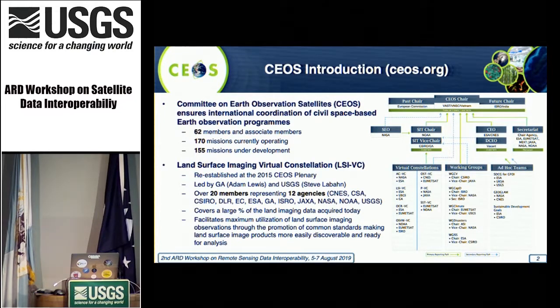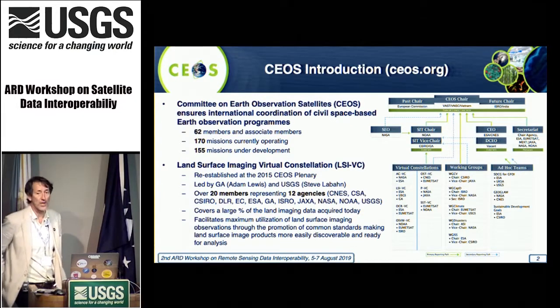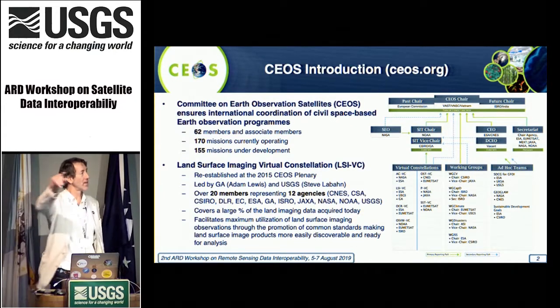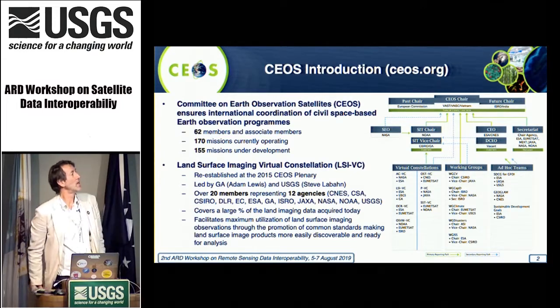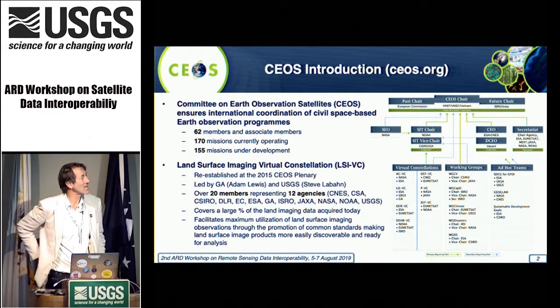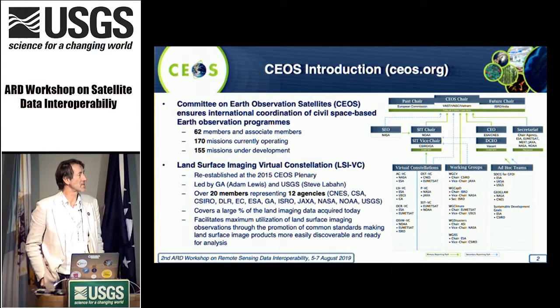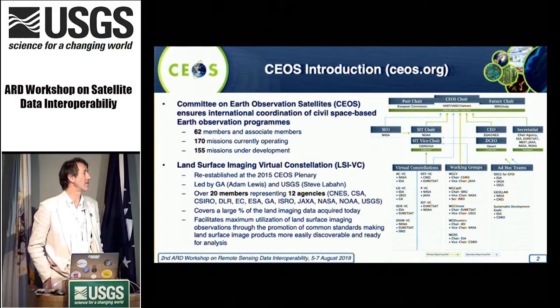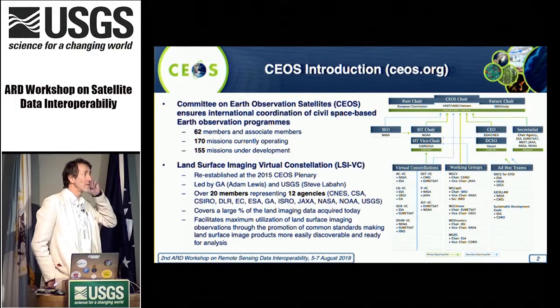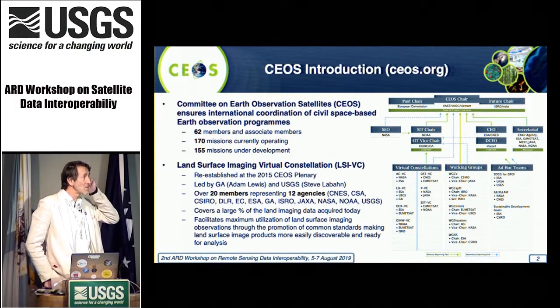Buried deep within the bureaucracy, there's something called the Land Surface Imaging Virtual Constellation, which I co-lead with Steve Laban over there, so if anything's going wrong, look to him. And that group had lost its way somewhat by 2014. It was re-established in 2015 and redefined its mandate and formed up, now has 20 members representing 12 space agencies.